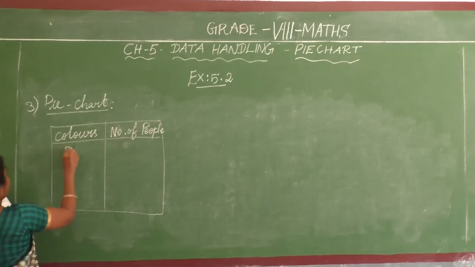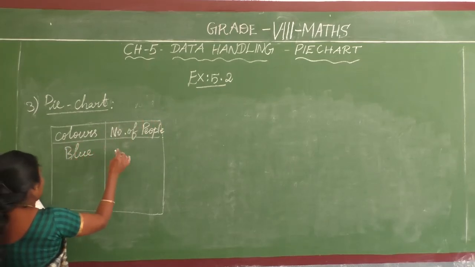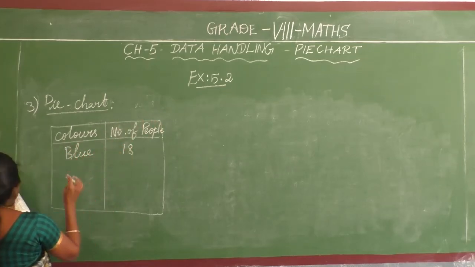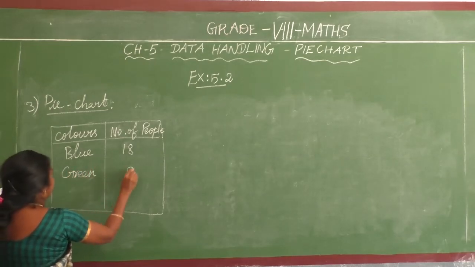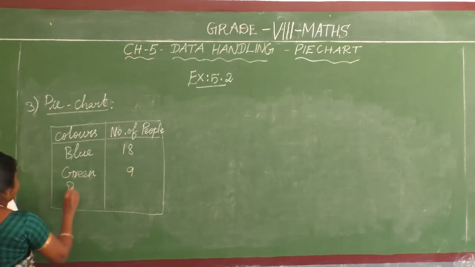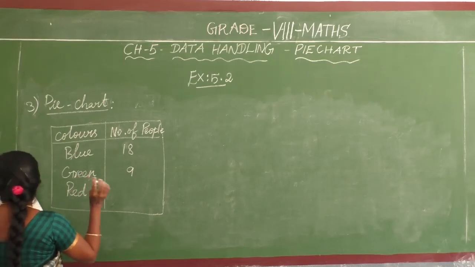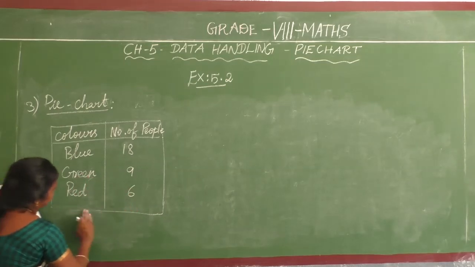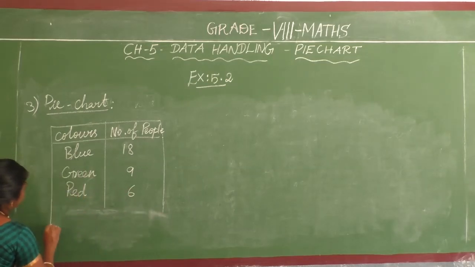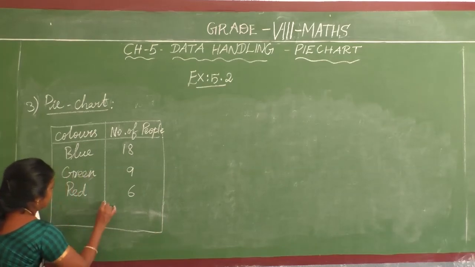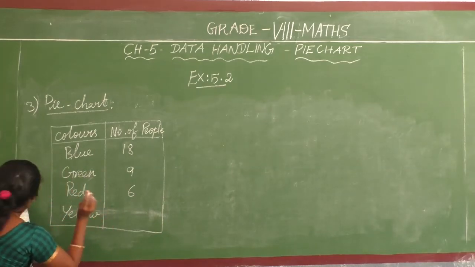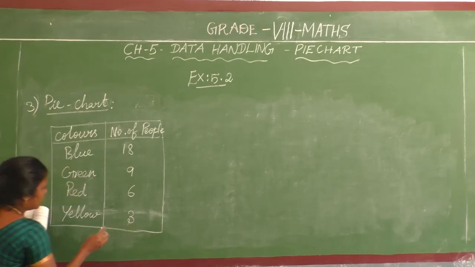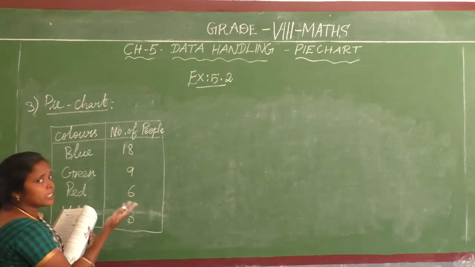Okay, blue color preferred by 18 people. Green 9. Red 6. Then yellow 3. Total for making pie chart, it is important.